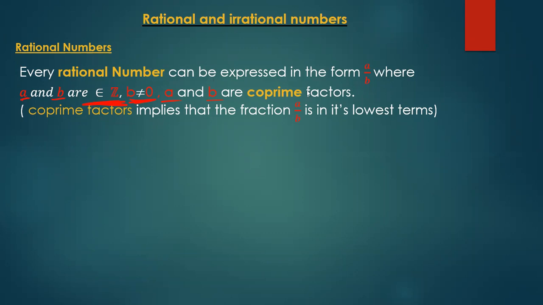Every rational number can be expressed in the form a over b, where a and b are members of integers. So a and b, meaning the numerator and the denominator, are supposed to be members of integers. Apart from that, the denominator should never be equal to 0. Then a and b are co-prime factors, meaning they are in their lowest term.